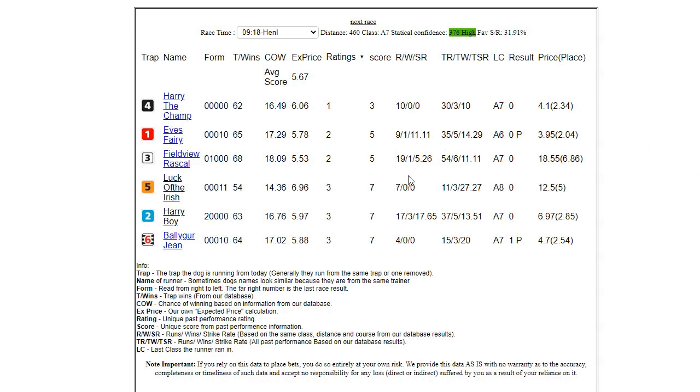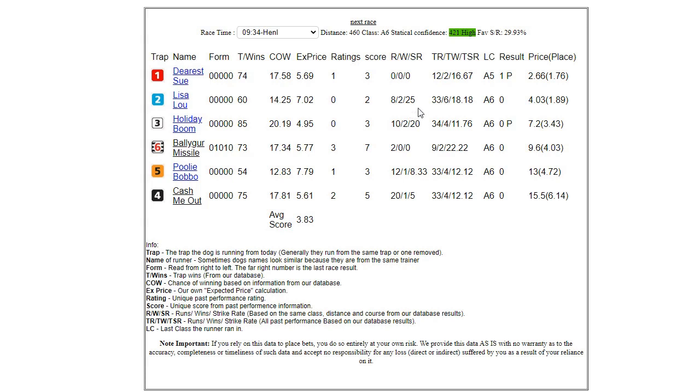So this is a good selection, and it shows because it actually lost the race and we'd have made that money, so that's cool. Okay, so we go to the next race, and again we've got a 7.